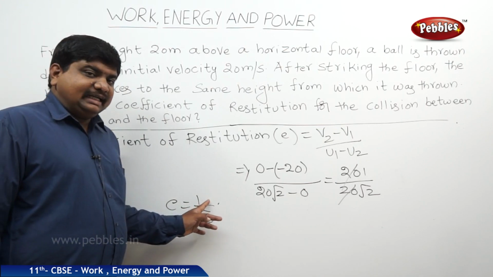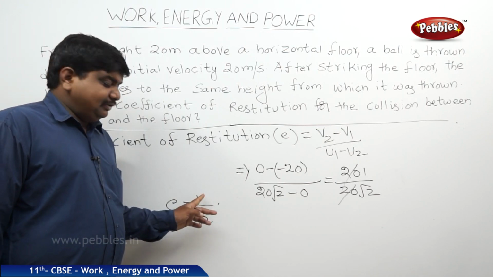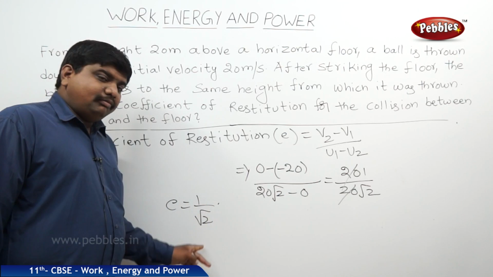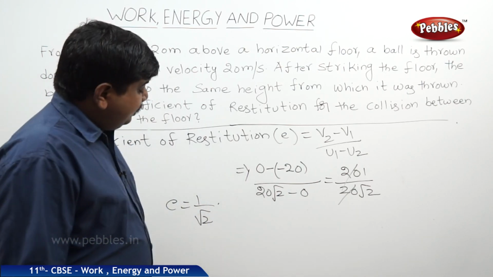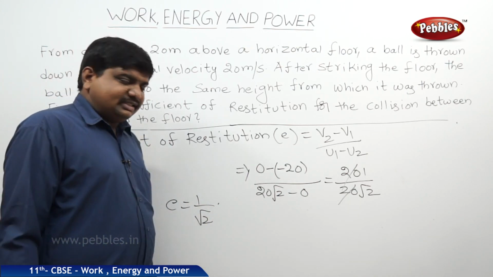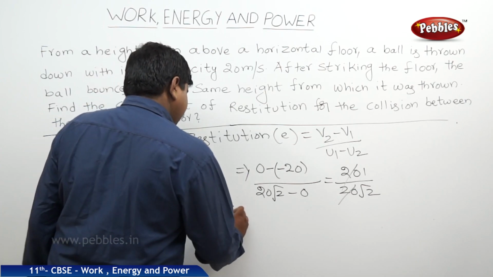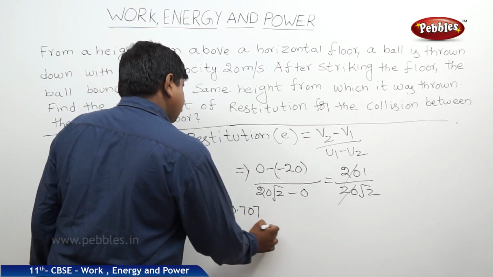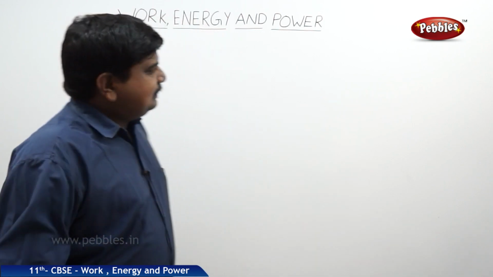So, practical values of e lie between 0 to 1. So, it is 1 by root 2, which means 1 by 1.4, approximately equal to 0.7. Now, we will see a concept which is related to the coefficient of restitution. The concept is the height attained by a body on the floor after a number of rebounds.